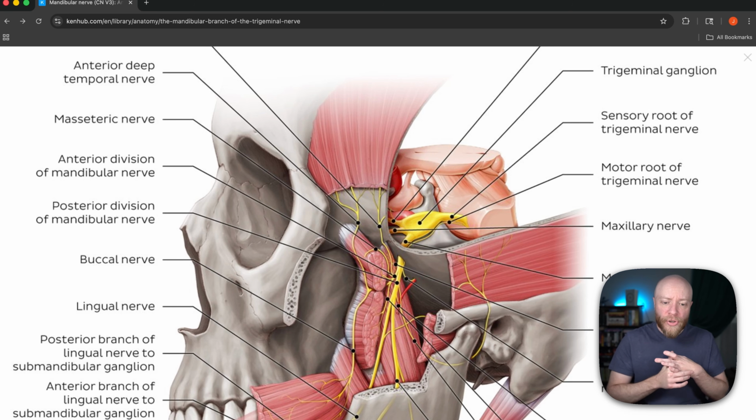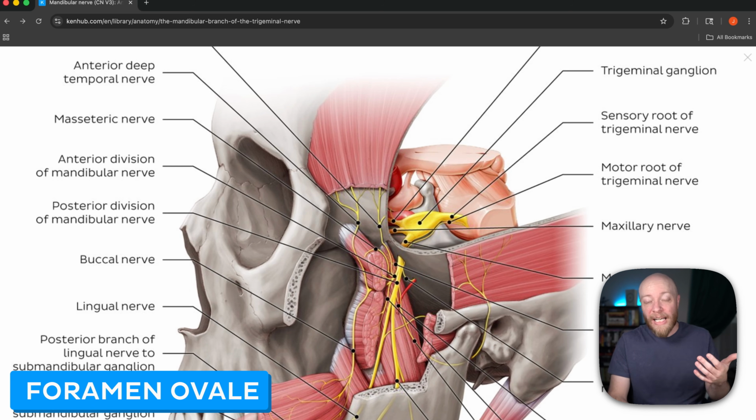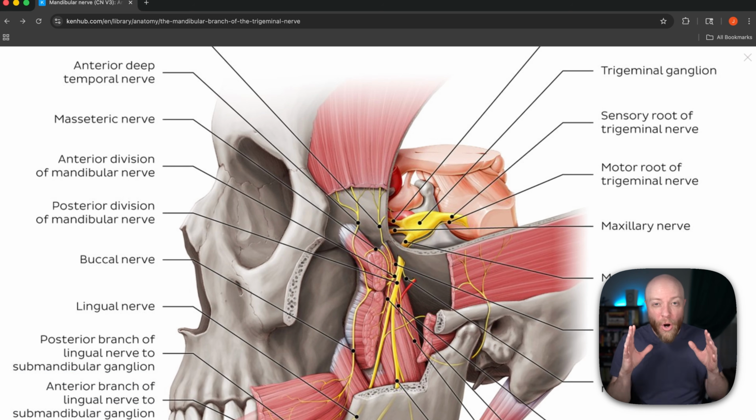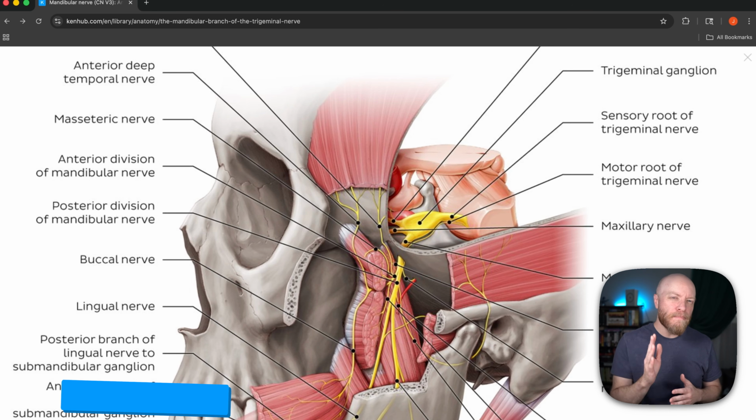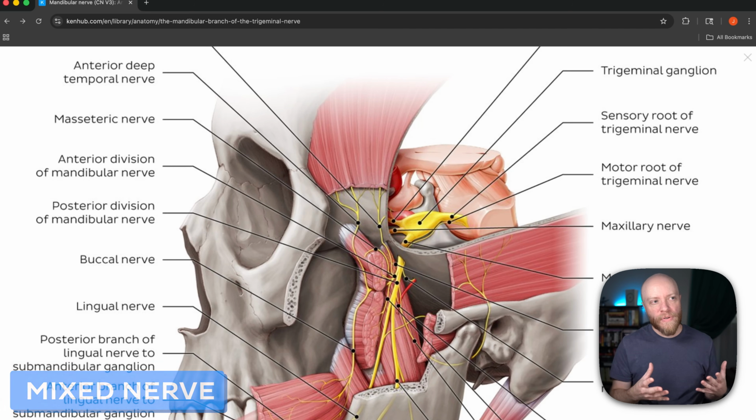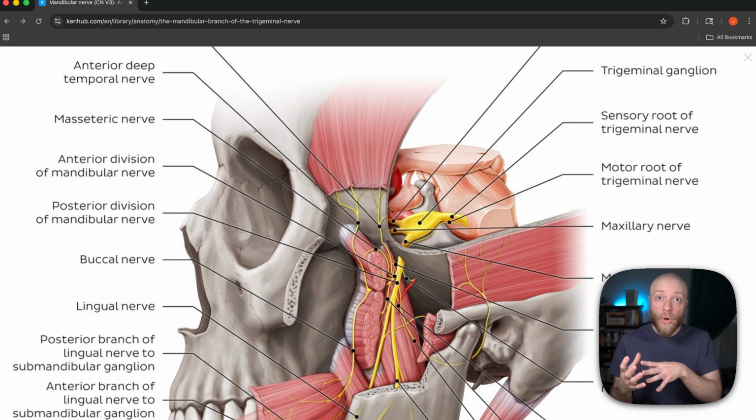Those are going to blend together, and they're going to go through this tiny little hole here called the foramen ovale. And again, I don't want you to get too bogged down in all of the terms and let that overwhelm you. It's more so to understand that the trigeminal nerve is typically known as the great sensory nerve of the face, which is true. Most of the information it carries is sensory information. However, it is a mixed nerve. Mixed nerves carry both sensory and motor information, right?